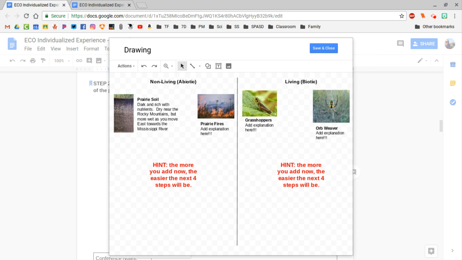So what I did was I went to the internet, I found some really good sources, and I started to grab some pictures. And then as I put in each picture, I typed in an explanation. I titled the picture, and then I put in an explanation as to what was going on and why that is an abiotic or biotic feature of the prairie ecosystem. So the 2 I chose for abiotic was prairie soil and prairie fires. You should also include things like sunlight, air, climate, everything that's non-living that is important in that ecosystem.